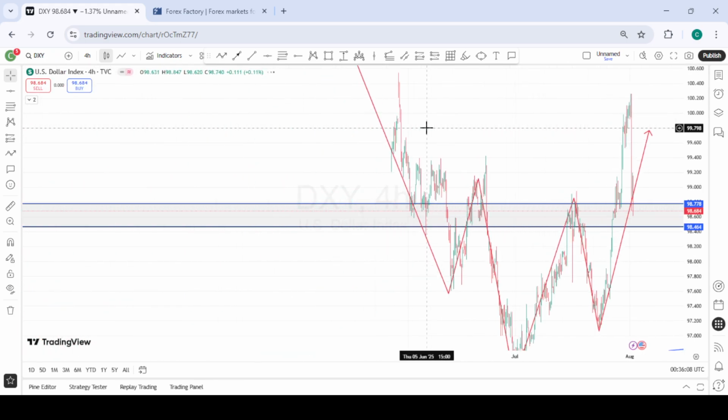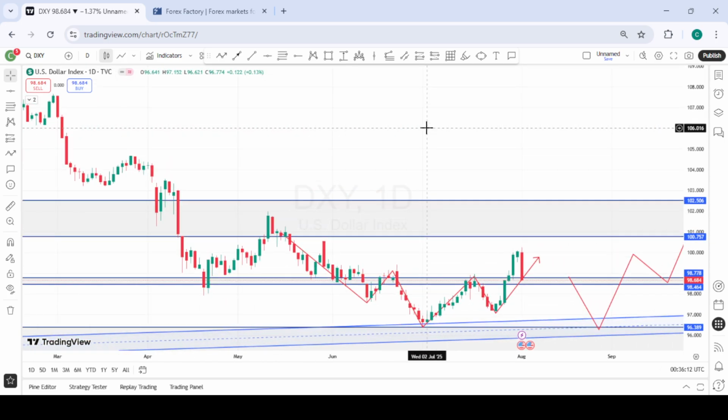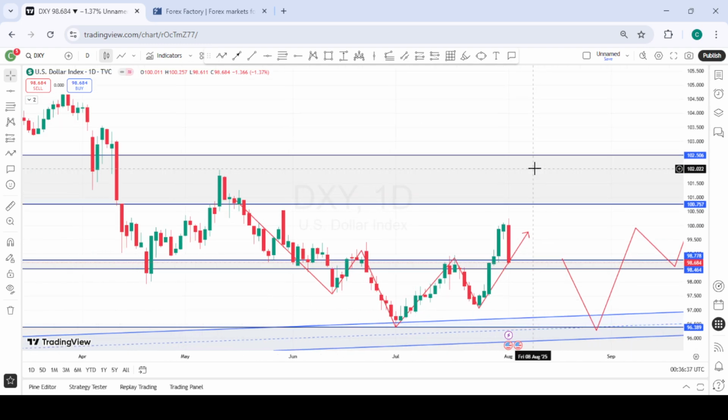We also had the DXY. Shared this DXY setup, and as you can see now, currently price is now bullish on a daily perspective. Price broke above this possible neckline, giving us something like a possible inverse head and shoulder. And so currently price has now pulled back into our area of interest, and we'll be looking forward to find buying opportunities to continue the buy to the upside for the coming week.